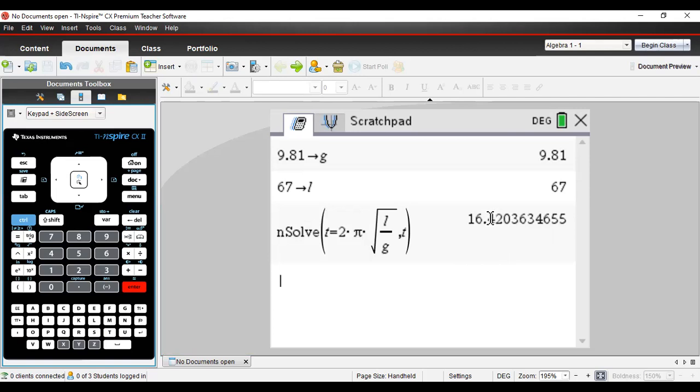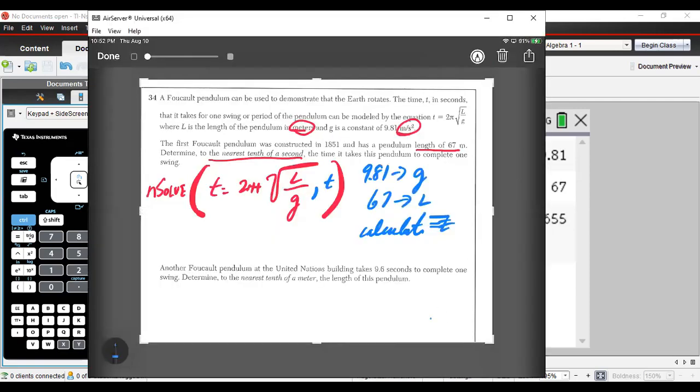Now they want us to round that to the nearest tenth. So the 4 is in the tenths place. We look to the right. It's 4 below, so we just let it go. So this answer is going to be 16.4. So T equals 16.4 seconds.